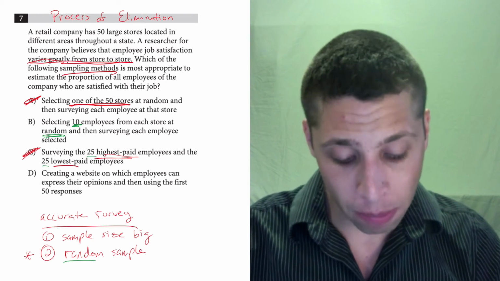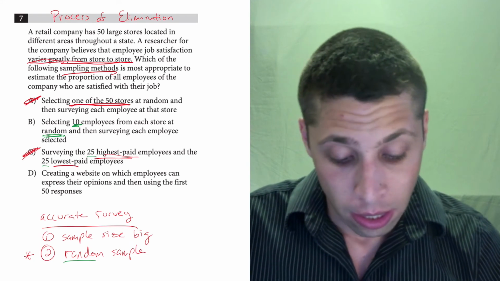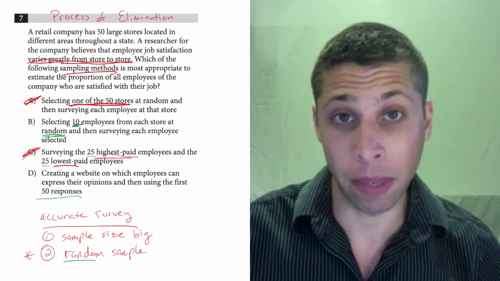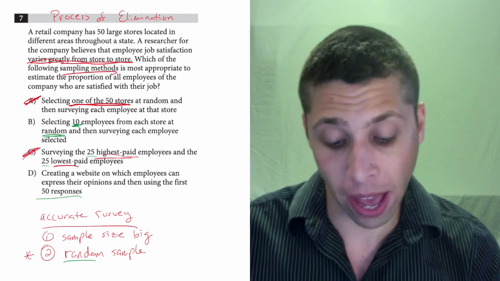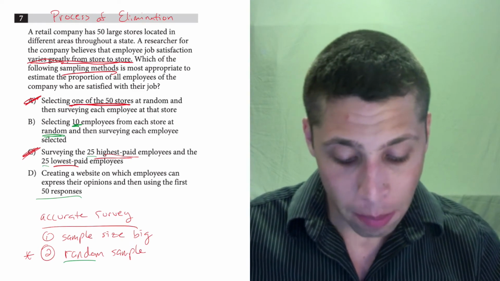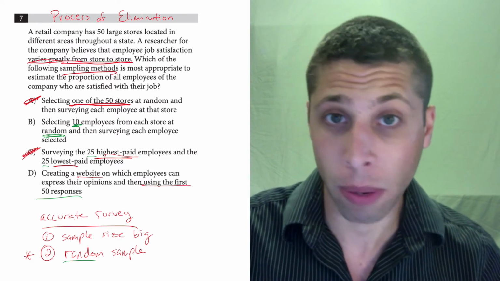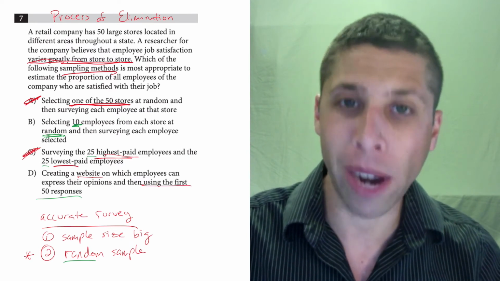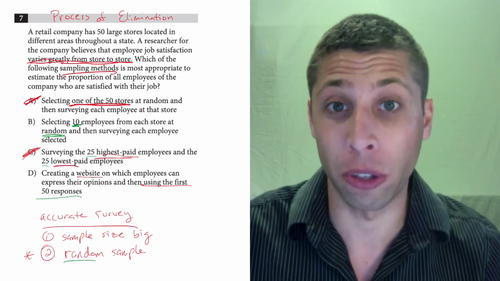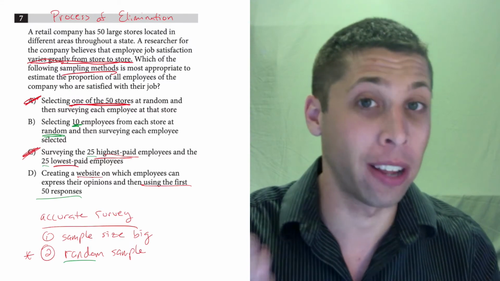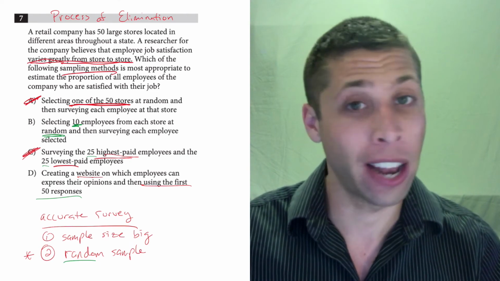Choice D, creating a website on which employees can express their opinions and then using the first 50 responses. Well, I don't know, 50 doesn't sound like a big enough number, but you know, it's something. So it's hard to compare that to the number in choice B. But the bigger problem is if we create a website and then we find out who goes on this website first, this also isn't random. You're going to self-select here. So who knows what kind of people are going to do the survey? It might be the people who are super happy and really want to talk up how great their job is.